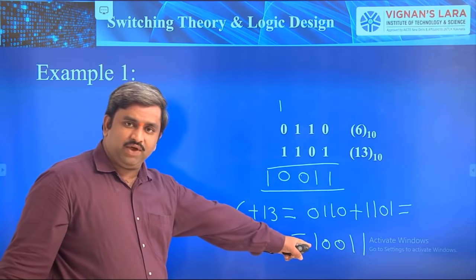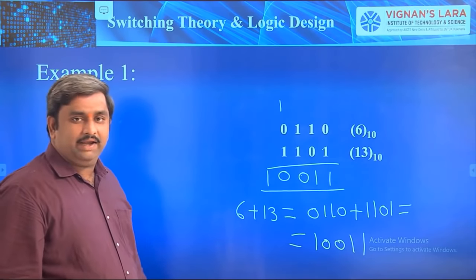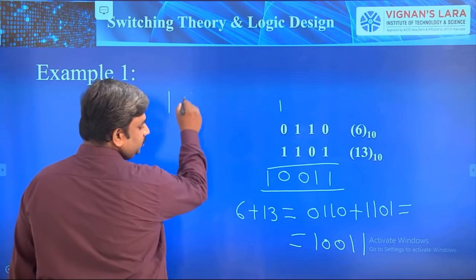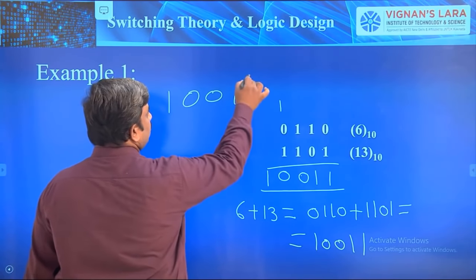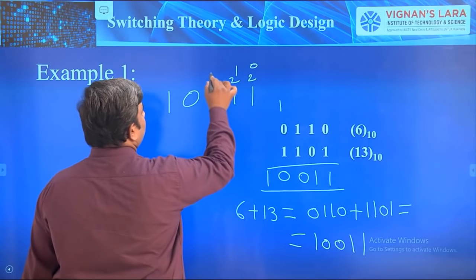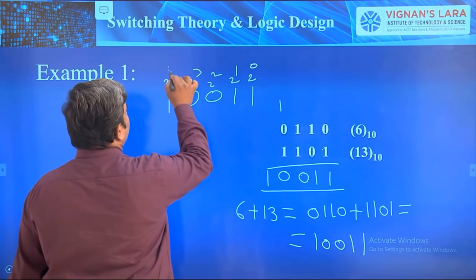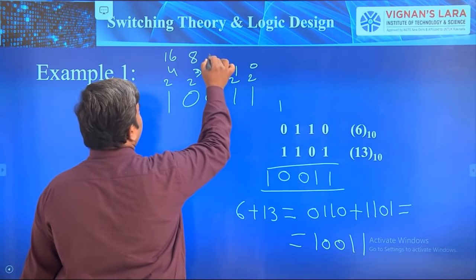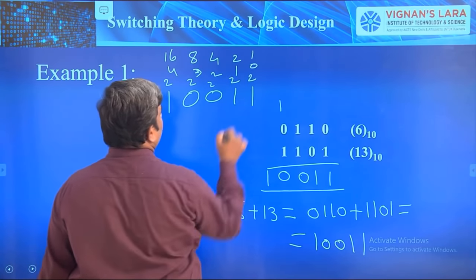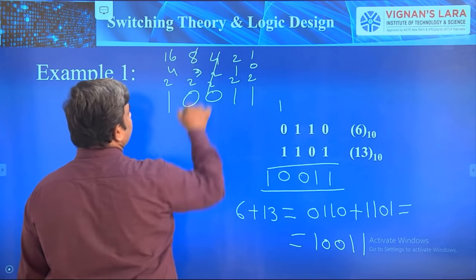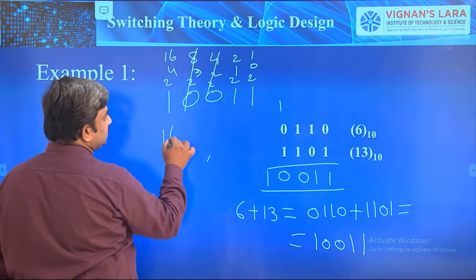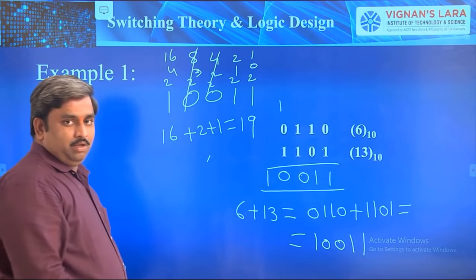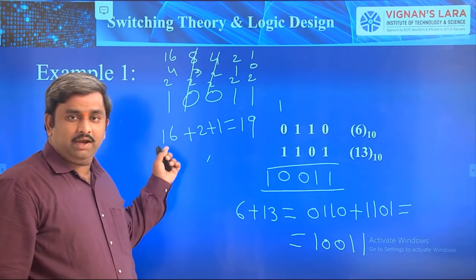But what is this value? Actually 6 plus 13 is 19. Is this equal to 19 or not? We have to check. See here the value 10011. Here 2 power 0, 2 power 1, 2 power 2, 2 power 3, 2 power 4. So the place values are 16, 8, 4, 2, 1. The zero places you can neglect. Next, the value is 16 plus 2 plus 1, which is equal to 19. So this is the addition operation.